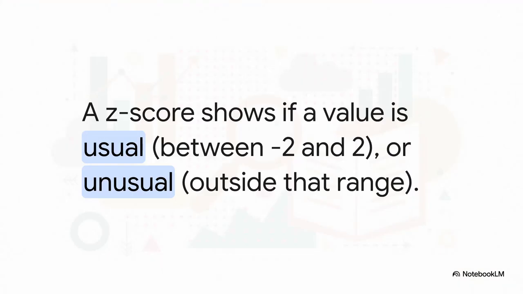And here's a super handy rule of thumb. If a z-score is somewhere between -2 and +2, we think of that value as being pretty normal, pretty typical. If it's outside that range, it's starting to get unusual. And if it's beyond -3 or +3, it's considered very unusual.